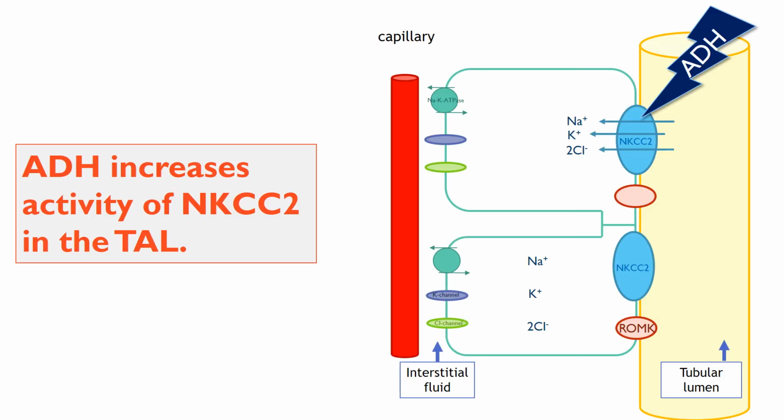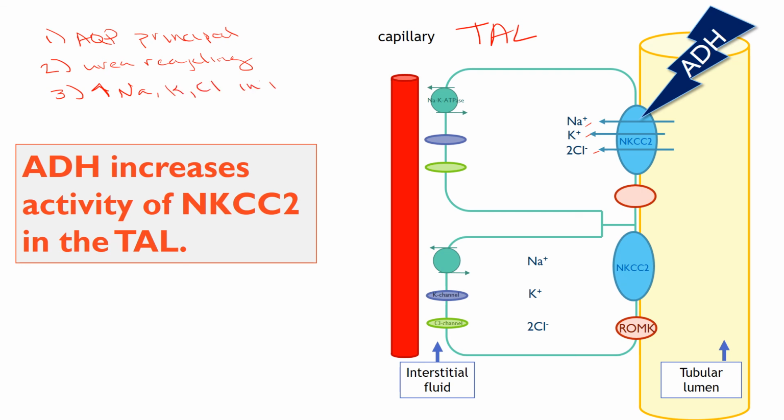And then the third big thing that ADH does is it stimulates the activity of the NKCC2 channel in the thick ascending limb cells. If you remember NKCC2, it is responsible for reabsorbing sodium, potassium, and chloride. So ADH not only results in the insertion of aquaporin channels in the principal cells, and it is involved in urea recycling. It is also going to stimulate reabsorption of sodium, potassium, and chloride in the thick ascending limb.